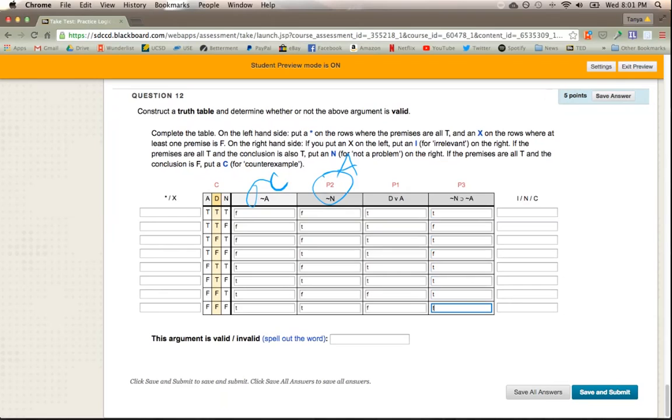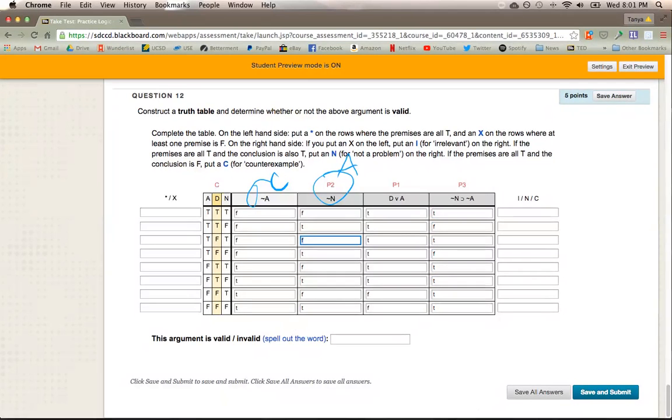All right, we've got the table filled in. Now we just need to star every row where all the premises are true. Nope, nope, nope, nope, TT, nope, TTT. Here's our first one. So we'll star this. FFT, nope, TFT. So there's only this one. We'll put X's in all the others.